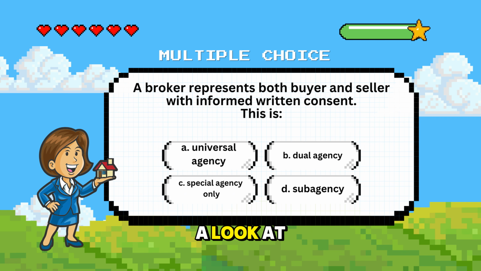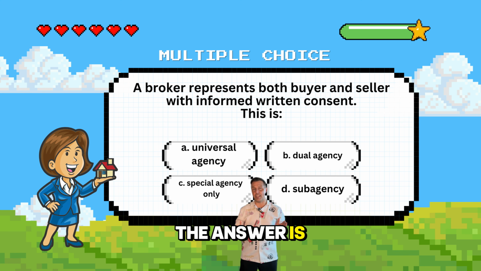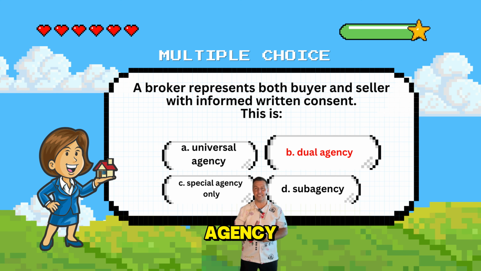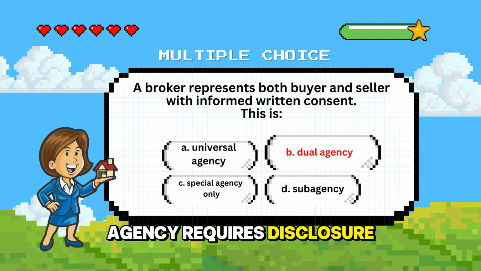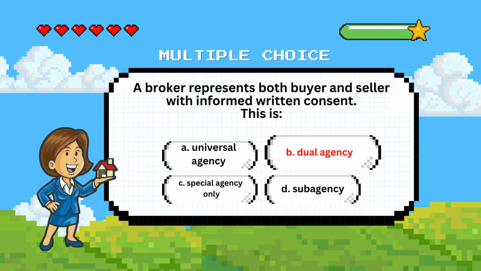Okay, let's take a look at question 12. A broker represents both buyer and seller with informed written consent. This is A. Universal agency, B. Dual agency, C. Special agency only, D. Subagency. The answer is B. It's dual agency. Dual agency requires disclosure and informed consent.